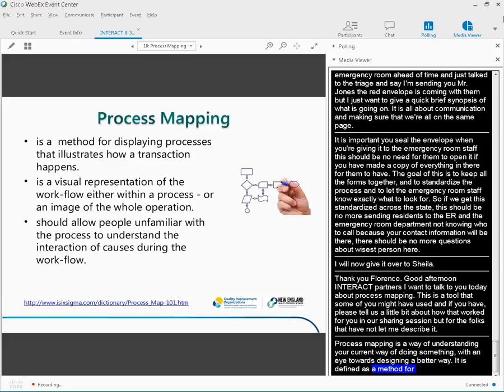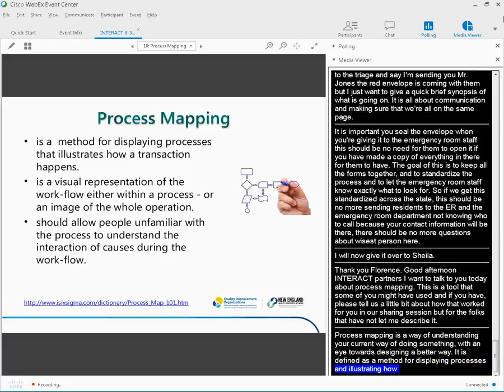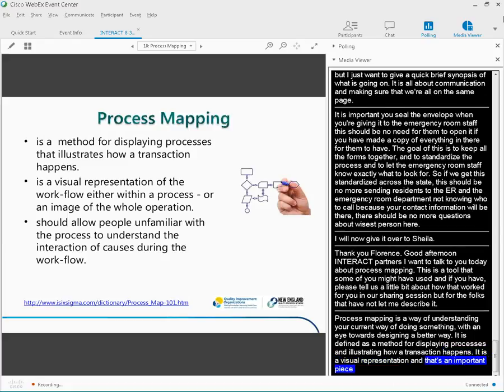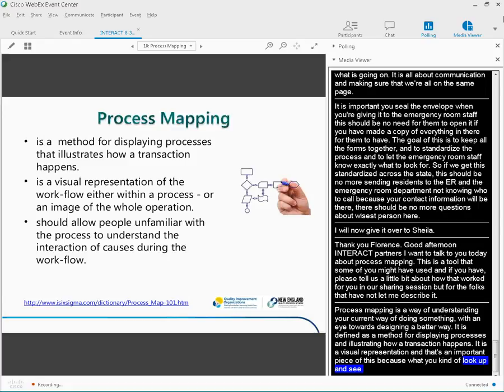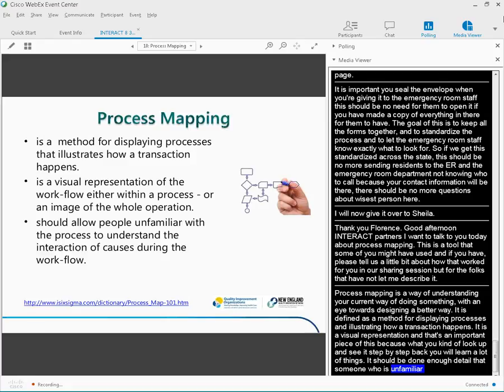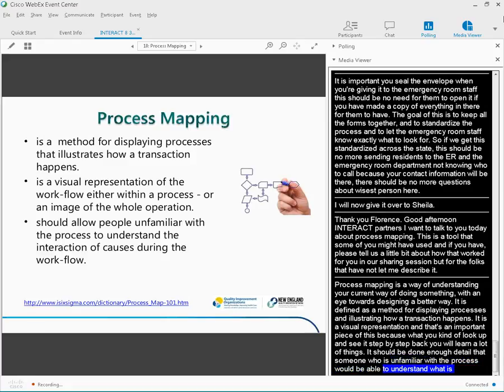It's a visual representation, and that's an important piece of this because once you can look up and see it step by step, you'll learn a lot of things. It should be done in enough detail that someone who's unfamiliar with the process would be able to understand what's going on after looking at the map that you've made.